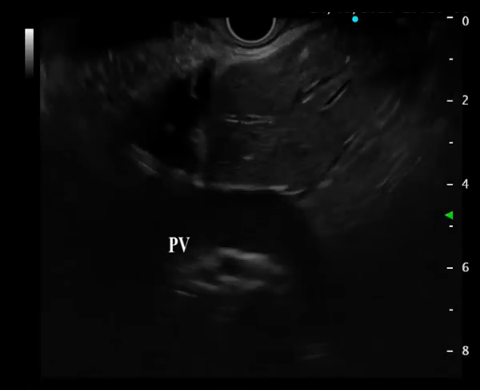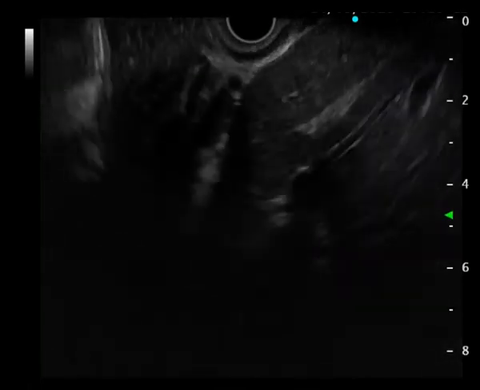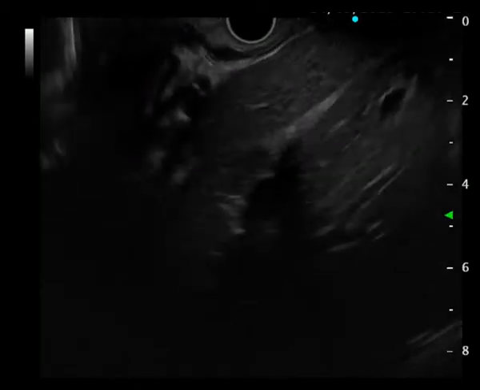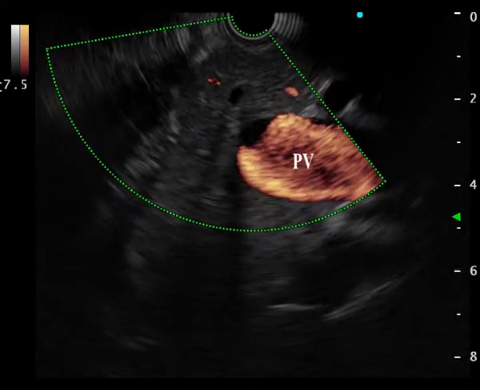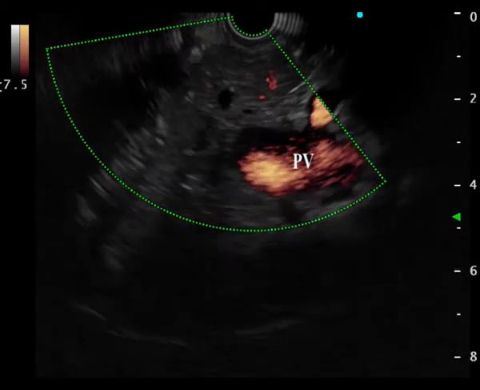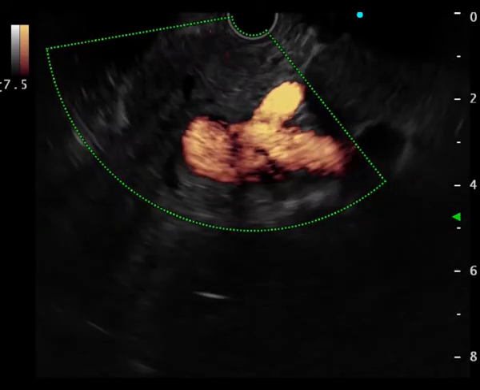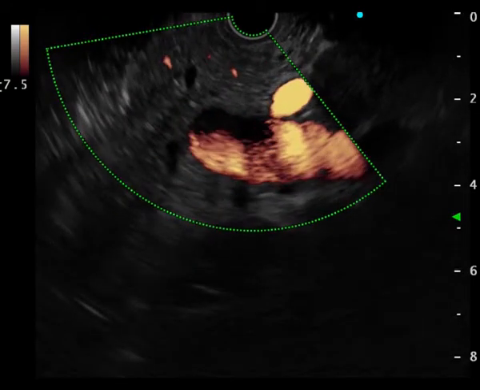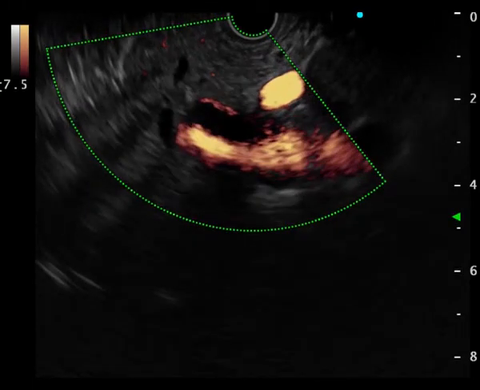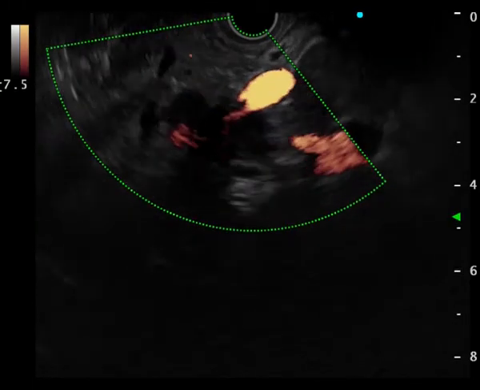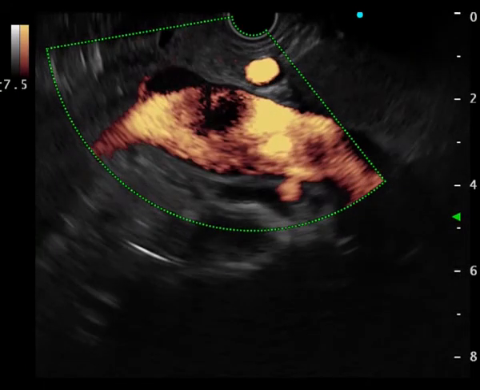The scope was gradually rotated clockwise to yield the portal confluence, which lies just posterior to the neck of the pancreas. Beneath the pancreatic parenchyma, the splenic vein and the superior mesenteric vein could be visualized, with the superior mesenteric vein further away from the transducer. From the portal confluence, the scope was rotated clockwise to trace the splenic vein, and this allowed the pancreatic body and tail to be inspected.